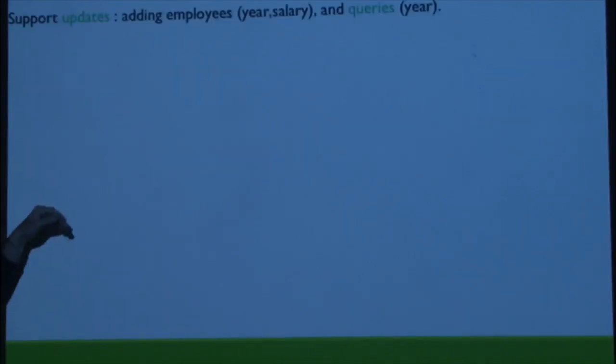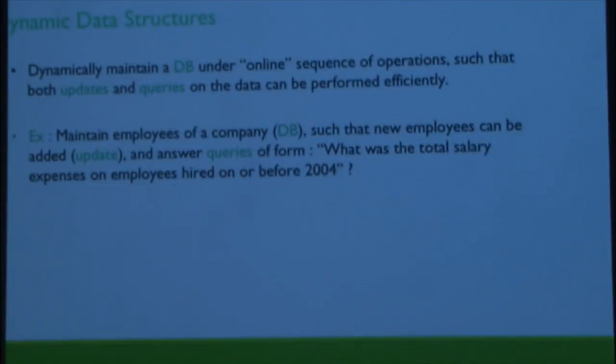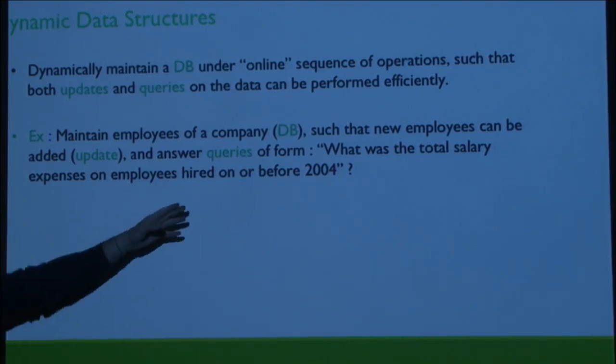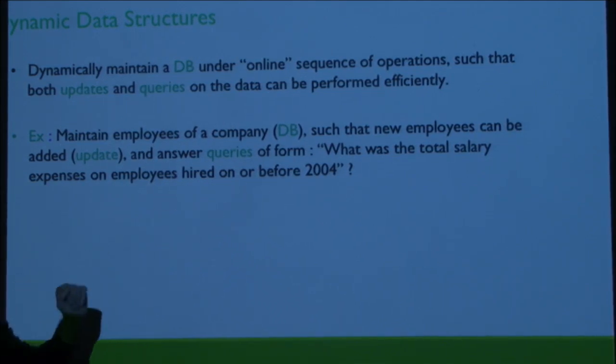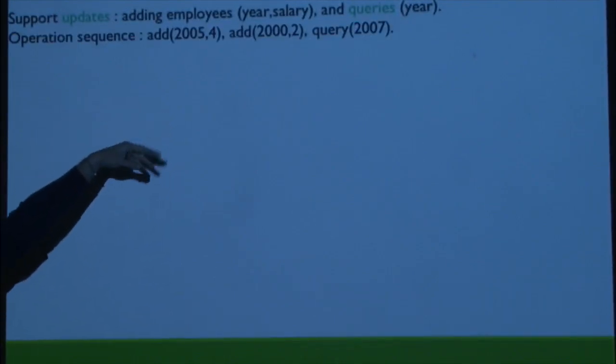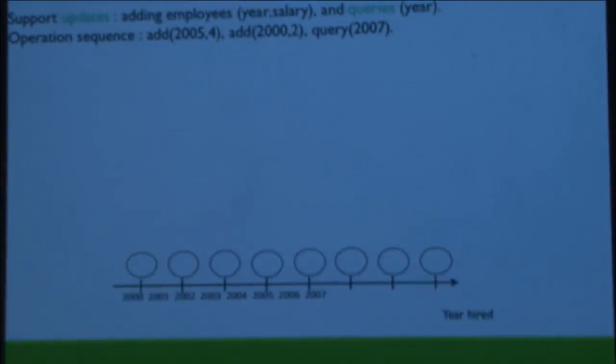For example, suppose we have a growing company, and we want to maintain an online database of the employees, such that we're able to add, maybe hire, maybe even fire, but in this case, hire new employees with certain salaries, and we want to support total salary expense queries. You give me a year, and I need to return how much salary the company spent until this point. So updates are just a year and a salary, and queries are just specifying a year, and you need to return the answer.